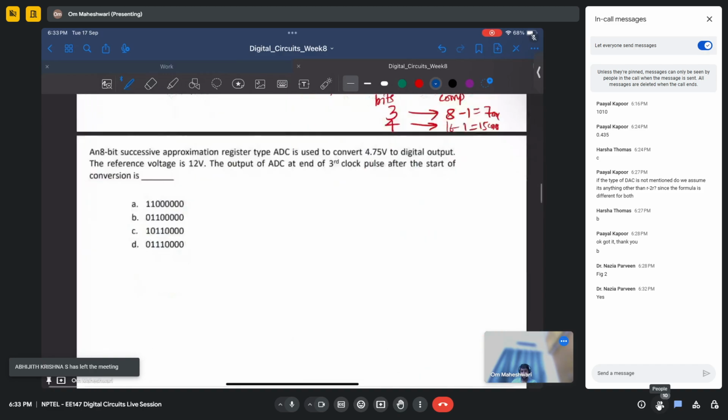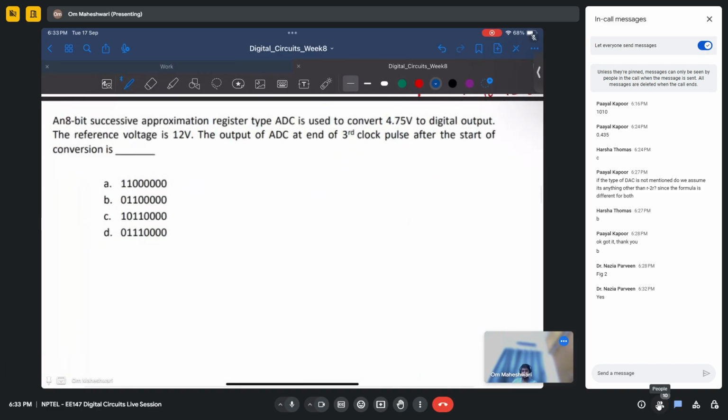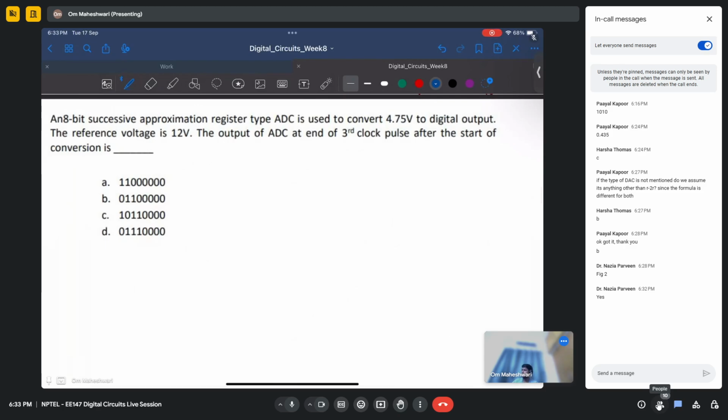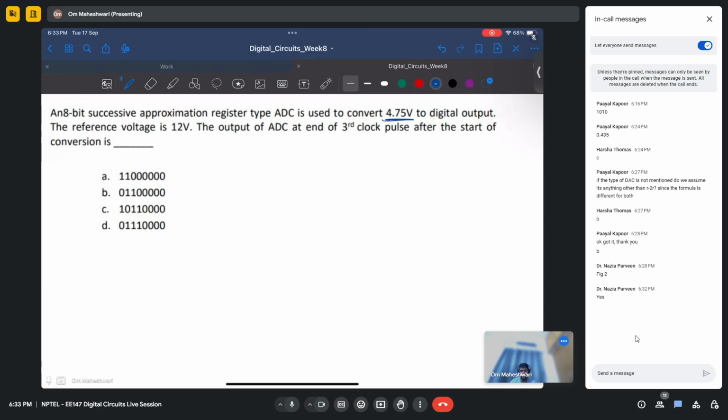Okay, so next question. An 8-bit successive approximation register type ADC is used to convert 4.75 volts to digital output. The reference voltage is 12 volts. The output of the ADC at the end of the third clock pulse after the start of the conversion is.